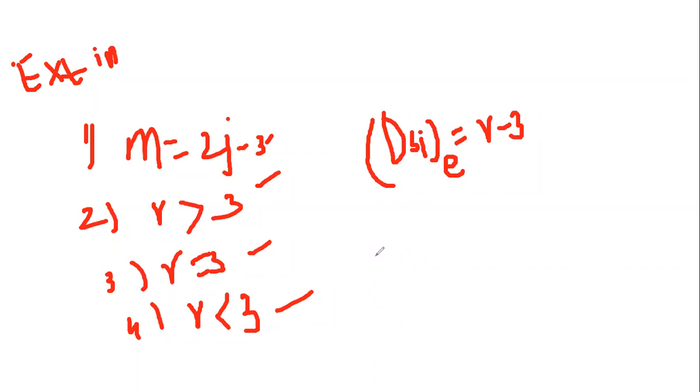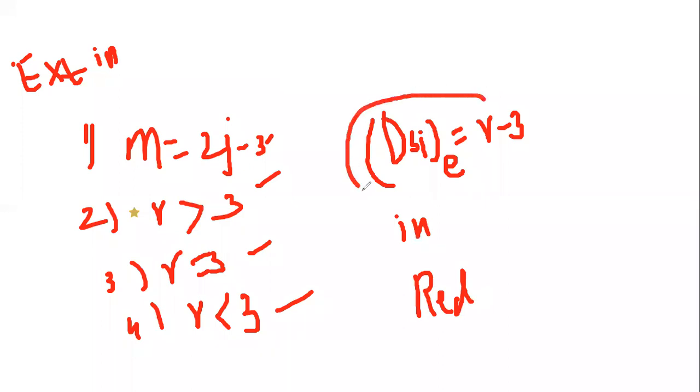Yes, anyone? R is greater than 3. Very good. R is greater than 3. Very nice. So this is the condition. In that case, our truss will be externally indeterminate, or we can say externally redundant. Indeterminate or redundant, we call it either. Externally redundant. Why?